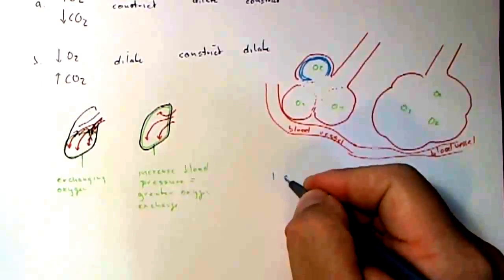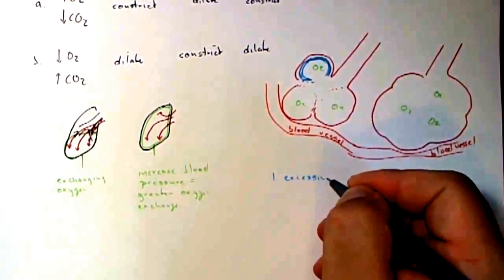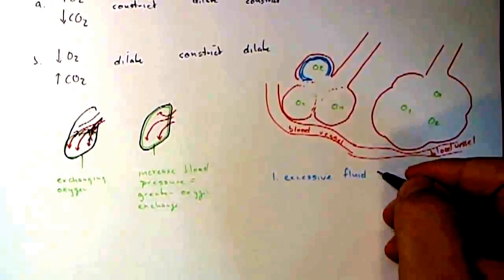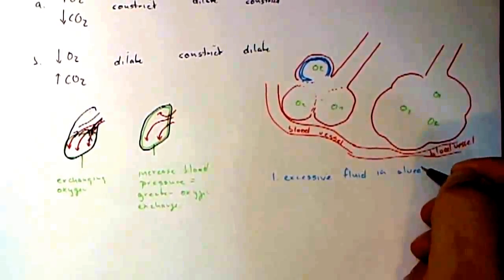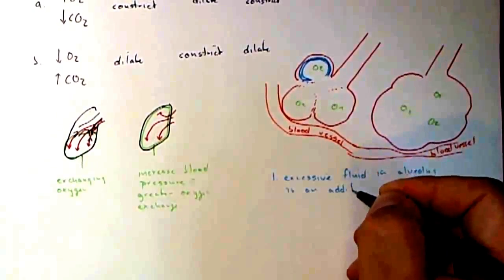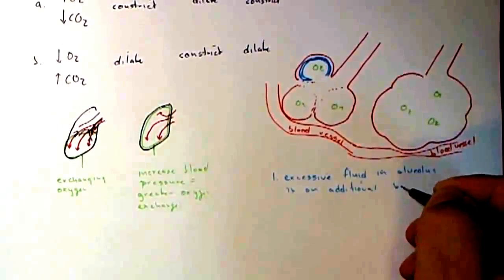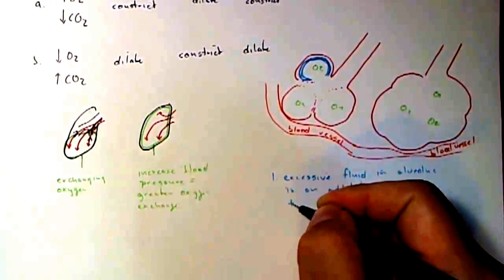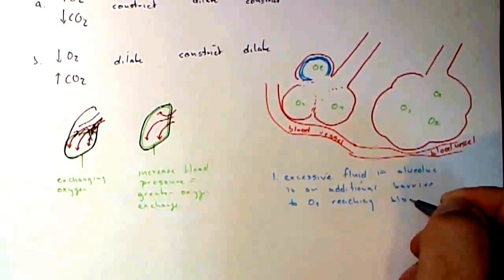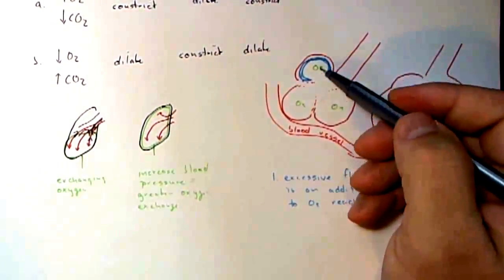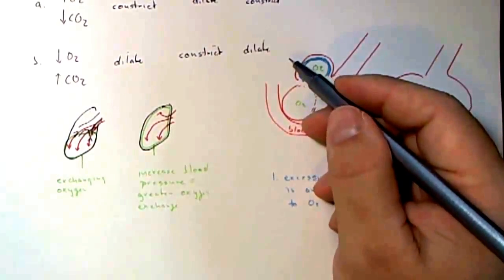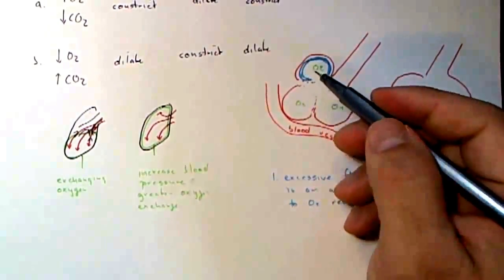So one, excessive fluid. So we're talking like pneumonia or bronchitis in alveolus is an additional barrier to oxygen reaching blood. And I always focus on oxygen, but obviously we're talking about exchange here. It's going to be harder for the oxygen to get out of the alveolus and CO2 to get out of the blood and into the alveolus.